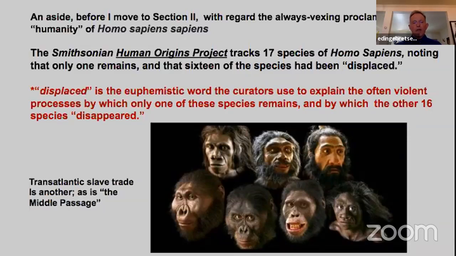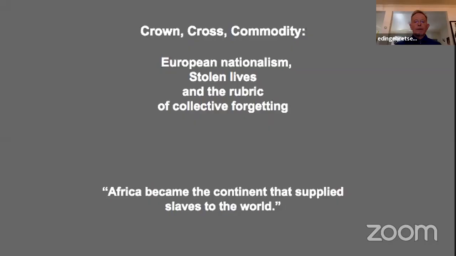You want a couple other expressions that are euphemistic? Transatlantic slave trade is one, as is the Middle Passage. We'll talk about that. Crown, cross, commodity, European nationalism, stolen lives, and the rubric of collective forgetting.